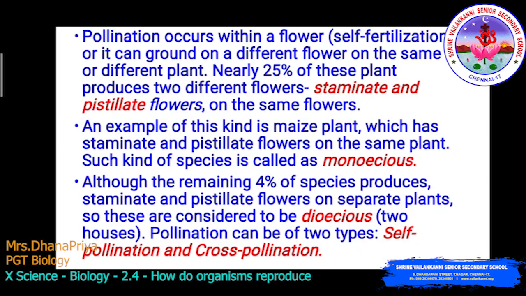Pollination can be of two types: one is self-pollination and the other is cross-pollination. Here I give an example of a dioecious plant, the papaya. There you can see the male papaya plant and the female papaya tree. The male bears flowers and the female also bears flowers.